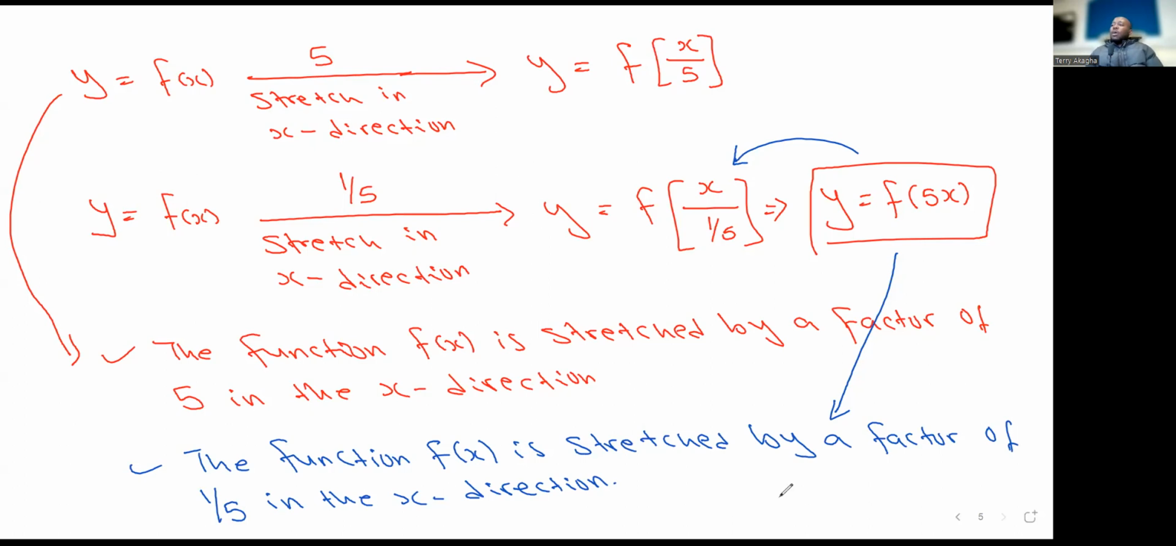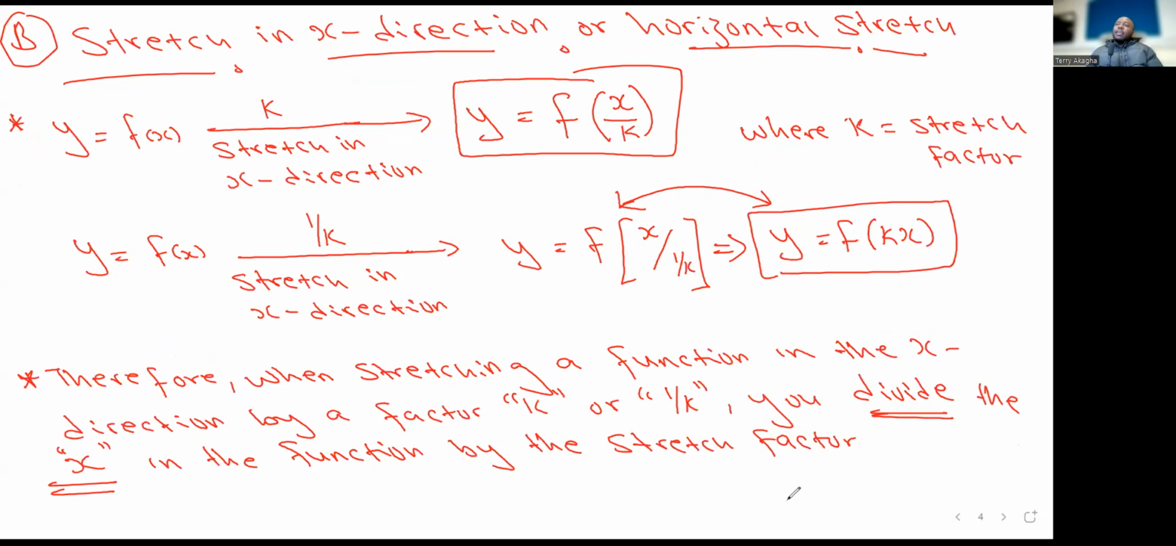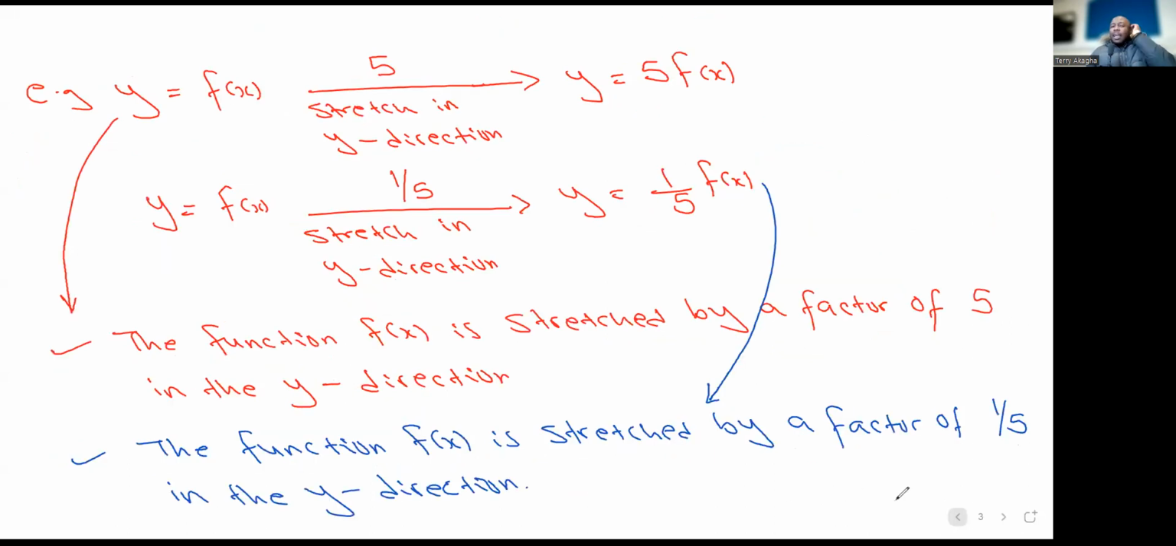Okay. So we've explained quickly the stretching in the x and the y direction, and I used the general form, f of x. But now let's go to the next part. What if I give you y is equal to x squared plus 7x plus 12, and I told you that this was stretched by a factor of 5 in the y direction? What is the new function?